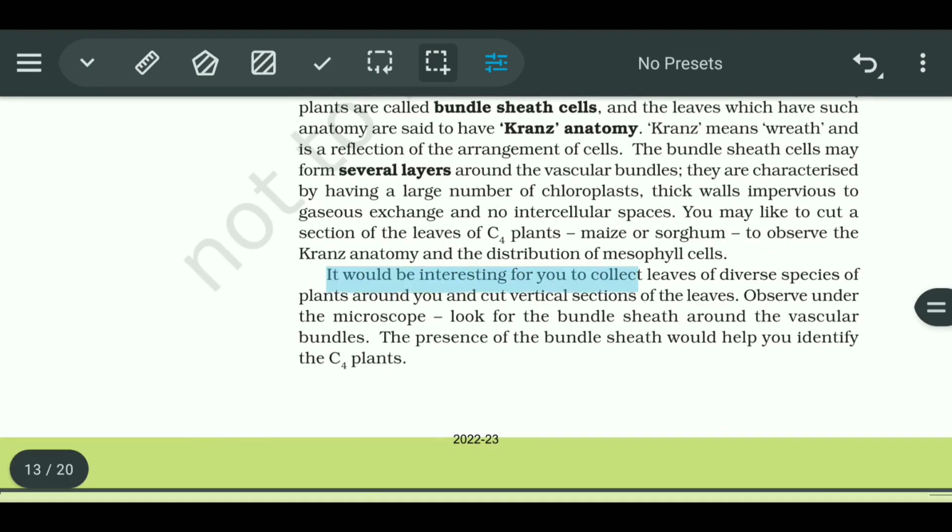It would be interesting for you to collect leaves of diverse species of plants around you and cut vertical sections of the leaf. Observe under the microscope. Look for the bundle sheath around the vascular bundle. The presence of the bundle sheath will help you identify the C4 plant.